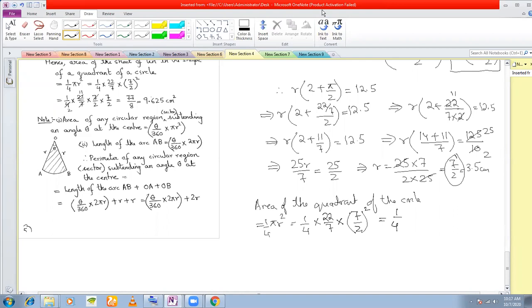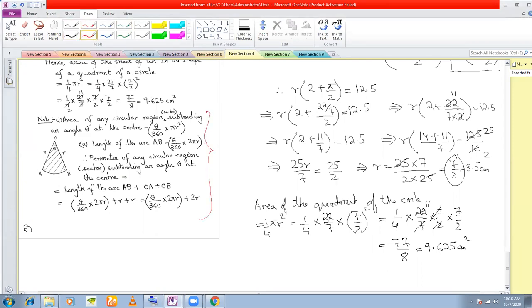1/4 into 22 by 7 into 7 by 2 into 7 by 2. And 7 cancels, 22 gives 11. So if you cancel, you are going to get 77 by 8, which comes to 9.625 centimeter square, because we are dealing with area, therefore centimeter square. Now, any question from this problem?